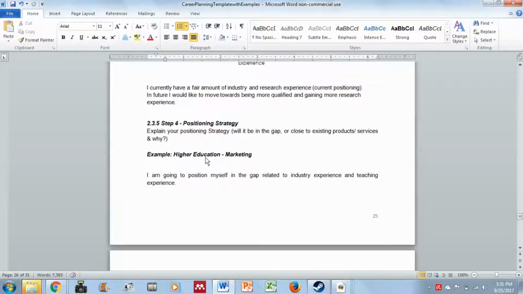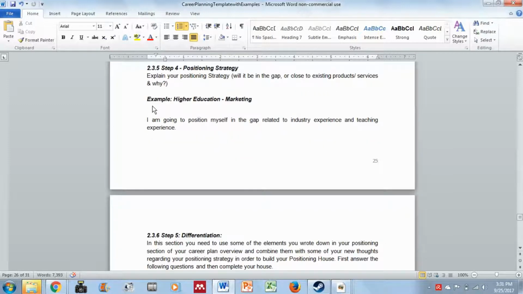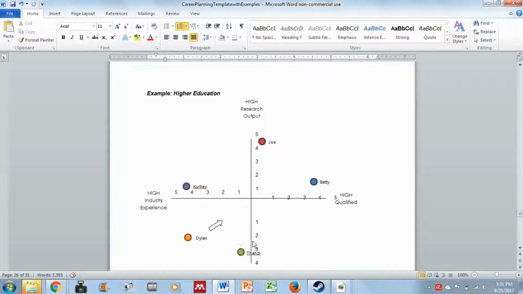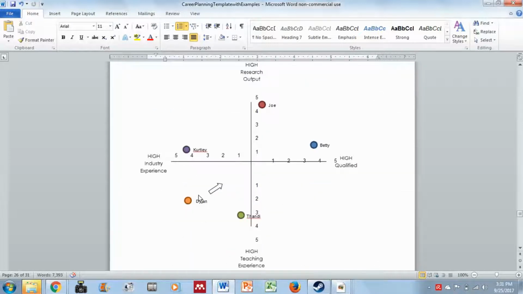Step 4, positioning strategy. Explain your positioning strategy. Will it be in the gap or close to existing products or services? Okay, then I explain I'm going to position myself in the gap related to industry experience and teaching experience. I'm going to have a little bit of both. I'm not going to just have industry experience or just teaching. I'm going to position myself there. Okay?